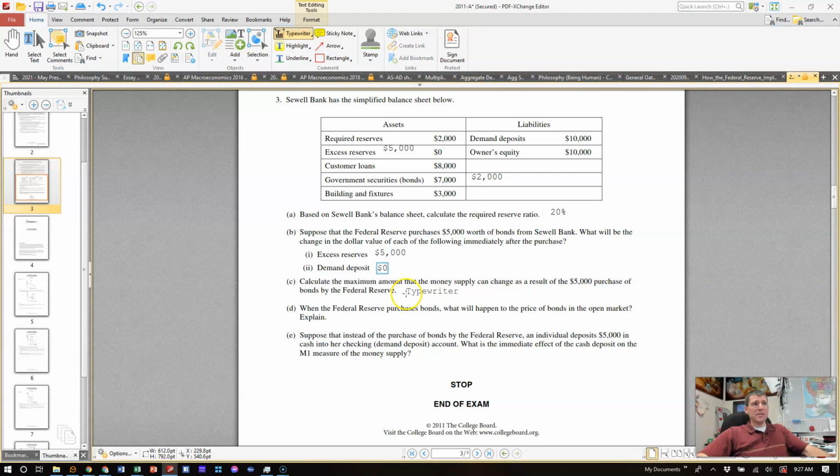Okay, C, calculate the maximum amount that the money supply can change as a result of the $5,000 purchase of the bonds by the Federal Reserve. We need the money multiplier. Money multiplier is equal to 1 over the required reserve ratio. Right? In this case, we determined that the required reserve ratio is 20%, or 0.2. So that means it's 5. Okay, we take 5 times the initial excess reserves, which we determined was $5,000. So 5 times 5,000 means the money supply can increase by a total of $25,000. That's our answer.